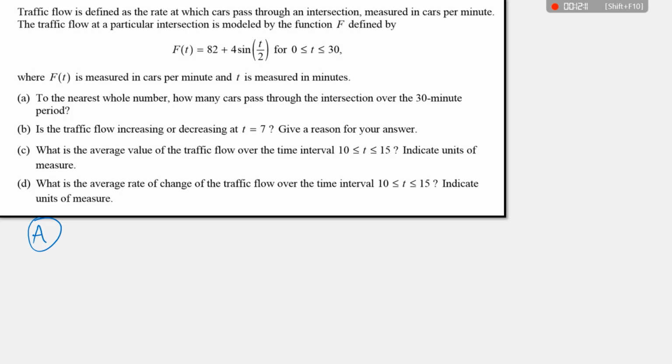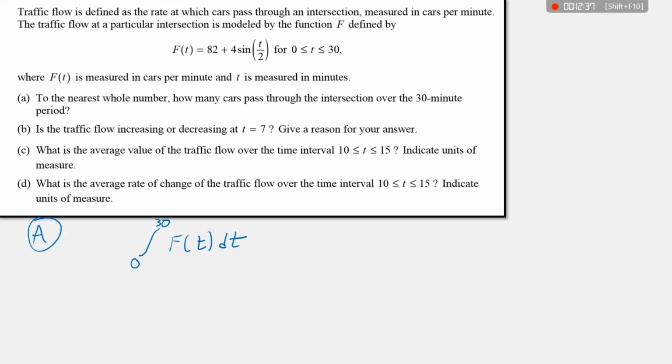Point 0 to 30. Integrate from 0 to 30 of f of t dt. Perfect. So this is your rate, cars per minute, times your change in time, which would be minutes. So my final answer then would be cars.